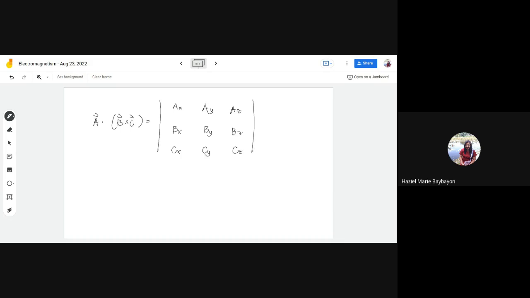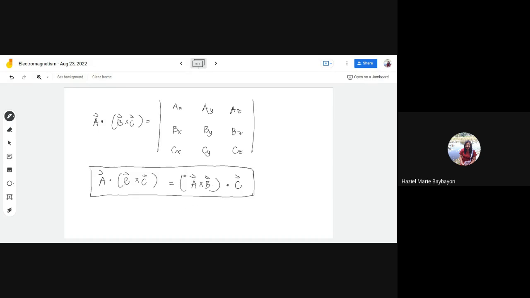Now, take note that for the scalar triple product, the dot and the cross can be interchanged. For example, A dot B cross C is just equal to A cross B dot with vector C. Okay? So you can interchange the dot and the cross.